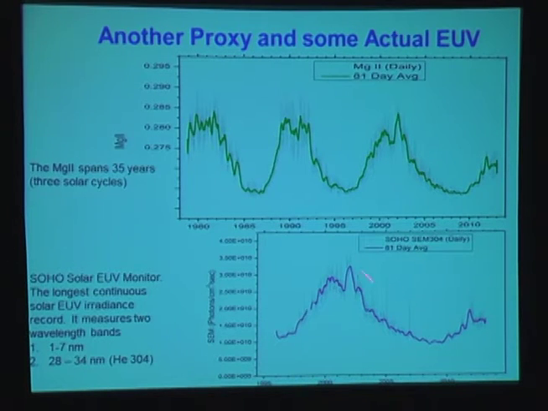And then this is actually a measurement. This is one of the longest measurements of solar EUV irradiance from the SOHO satellite. This is the 304 line, measured at very high cadence, but I've shown daily measurements and then an 81-day smooth. And you can see the solar cycle.